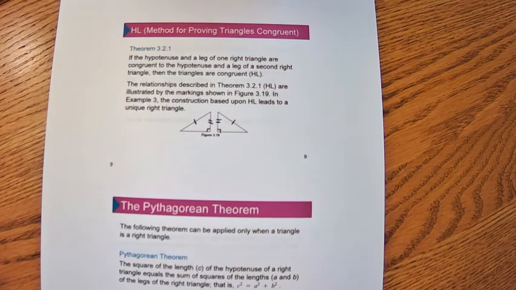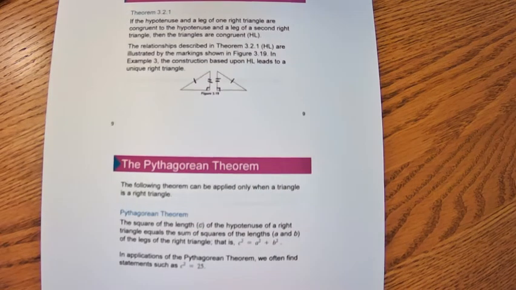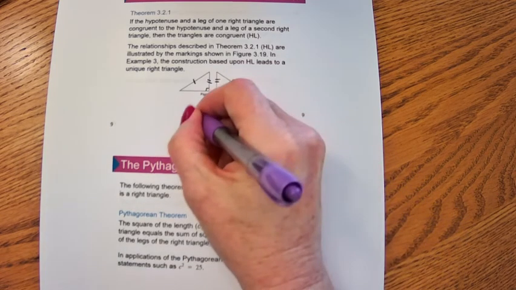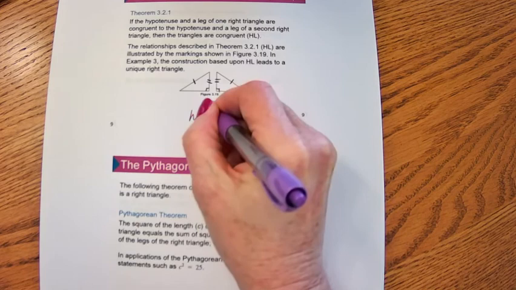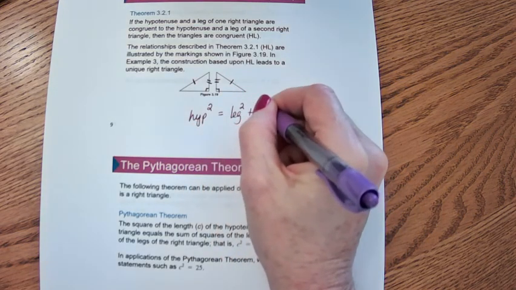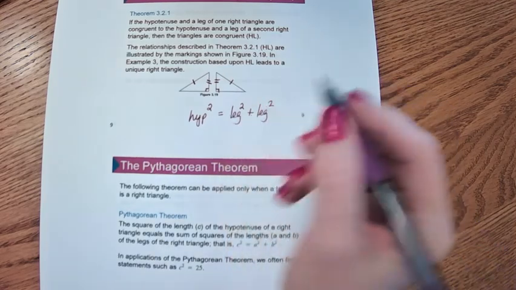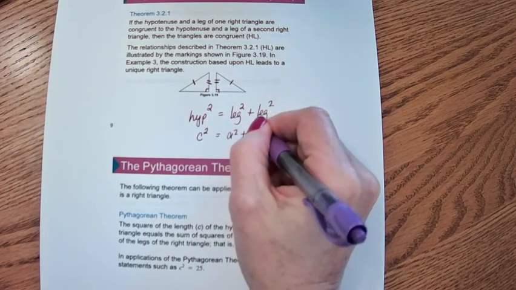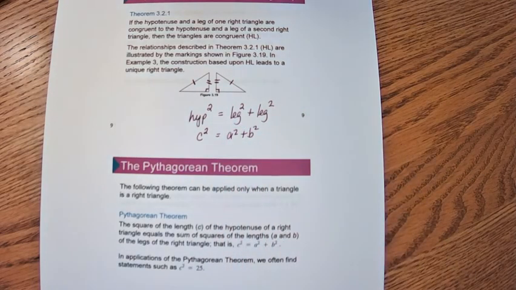Now, something that we'll use for right triangles is the Pythagorean theorem. Many people have already seen it, but what the Pythagorean theorem states is that the hypotenuse length squared is equal to one leg length squared plus the other leg length squared. You may have seen it as c squared equals a squared plus b squared.